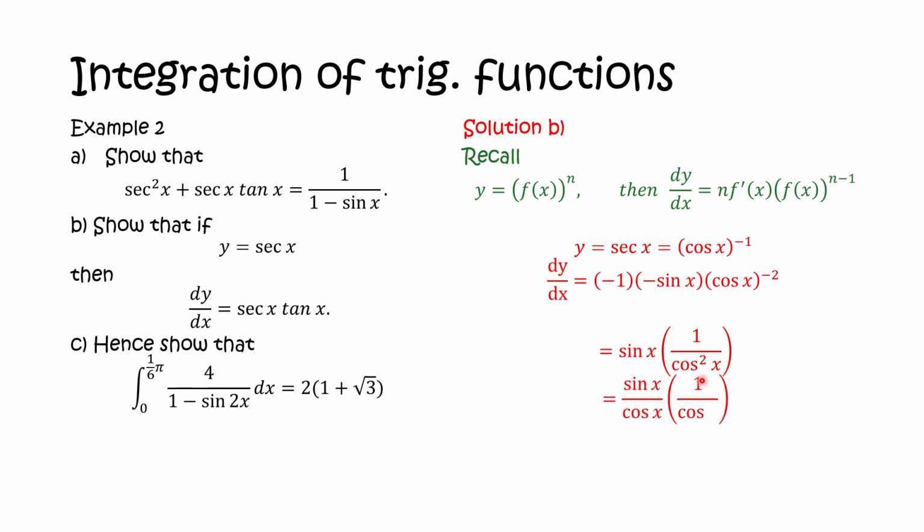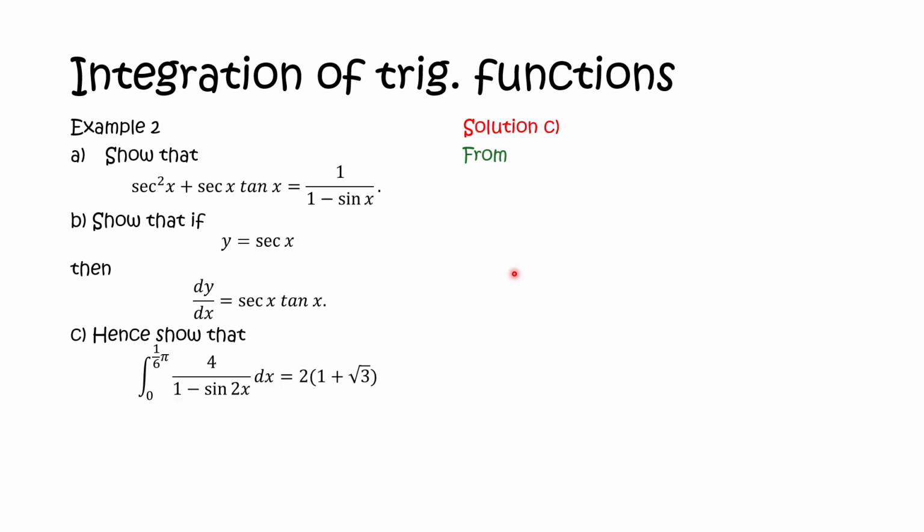With that, we can actually separate the cos squared x into cos x times cos x, so that we have sine x over cos x times 1 over cos x. With that, we can show that this becomes sec x tan x. So with that, we show that part B to be that. Great. Let's jump on to part C.